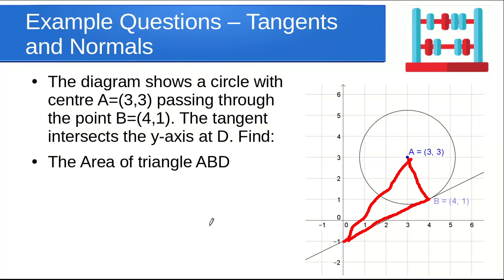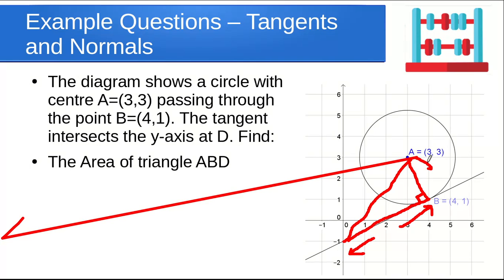Now D you can obviously find either by using the formula and just setting x equal to 0, or you could just look on the diagram here in this case and you can see it's at (0, minus 1). But the way we're going to find the area of this triangle is we're going to use the fact that it's a right angled triangle from circle theorems. And so all I really need to do is work out this distance and of course the distance up here.